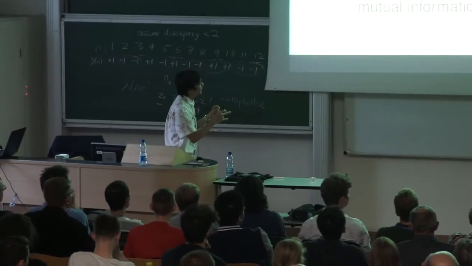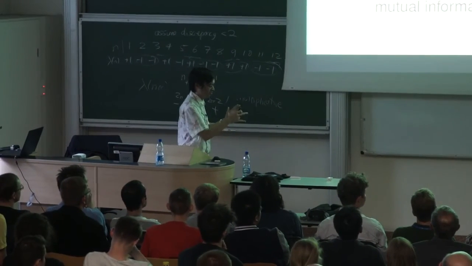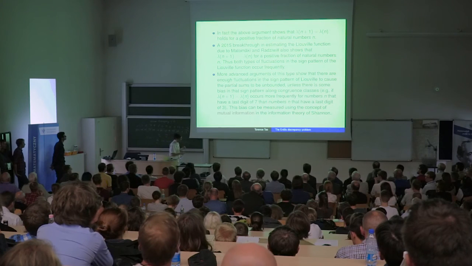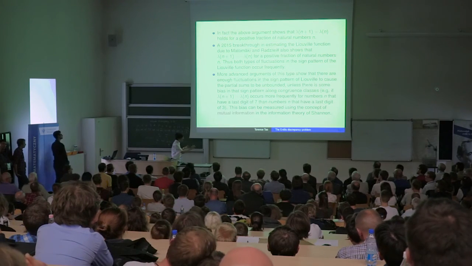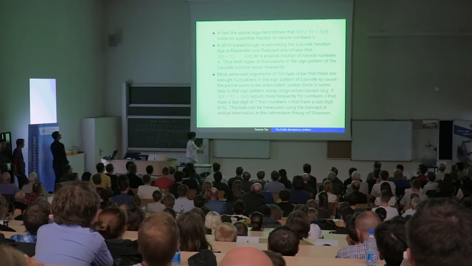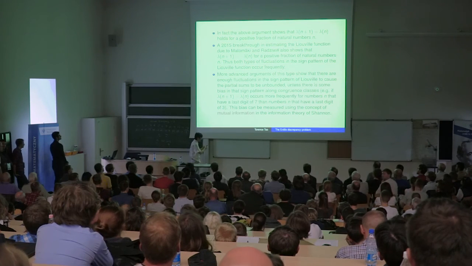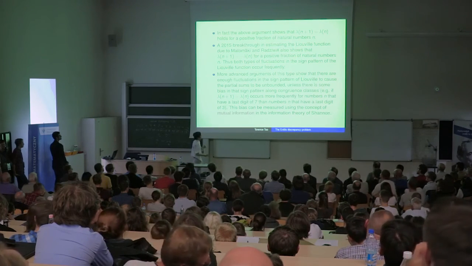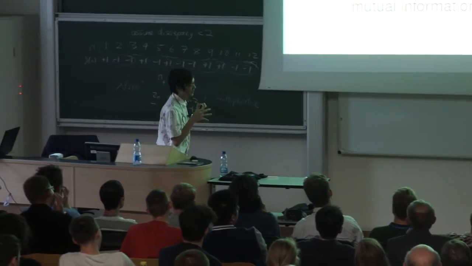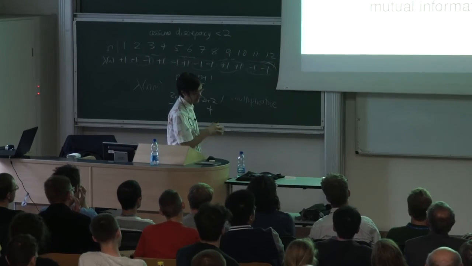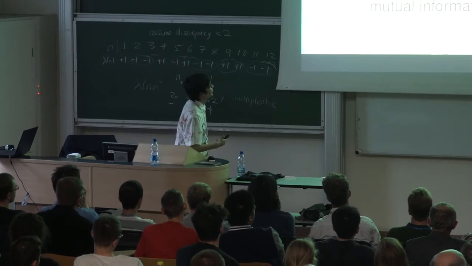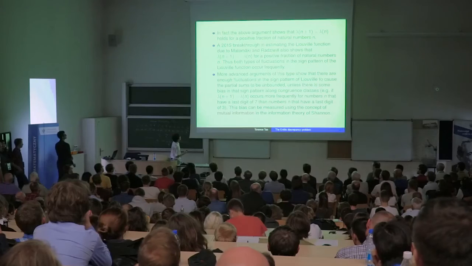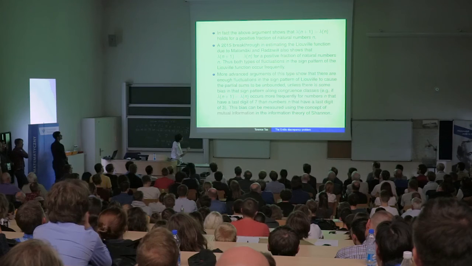But what you can find, to cut a somewhat long story short, is more and more properties of the Liouville function, which will eventually force the partial sums to become unbounded, unless there is a very strong bias inside the Liouville function. Now, what bias means is a bit complicated, but for example, you can take these sign patterns.